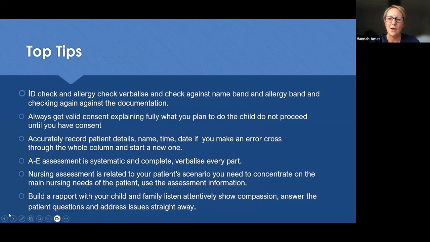So my top tips: remember your child-centred approach, family-centred approach, and that communication. Make sure you do all your ID and allergy checks with your child, but also confirm with your adult. Always make sure you get valid consent, explaining what you are planning to do to the child and also to the adult, and make sure you get consent before you move on. Make sure you're accurately recording your patient details and your observations on that PEWS chart, really important. Complete your A to E assessment in that systematic order and verbalise every part.